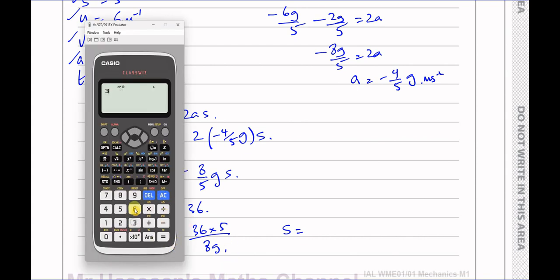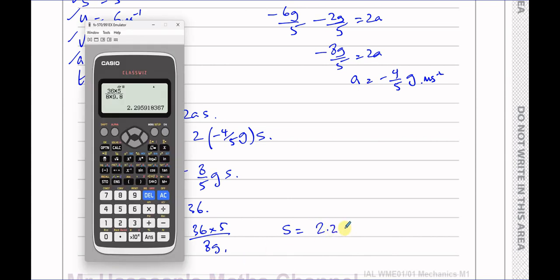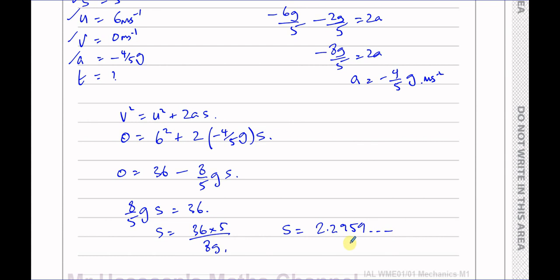So 36 times 5 divided by 8 times, and I'll use 9.8 now. Okay, and that gives me 2.2959, it goes on. So we can write our answer to 2SF, which is 2.3, or we can write the answer to 3SF, which is 2.30.